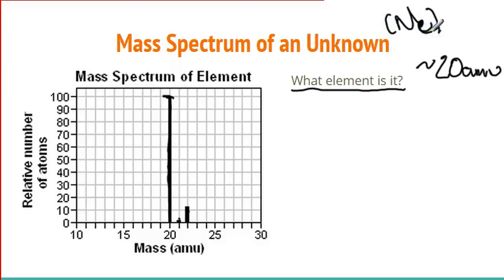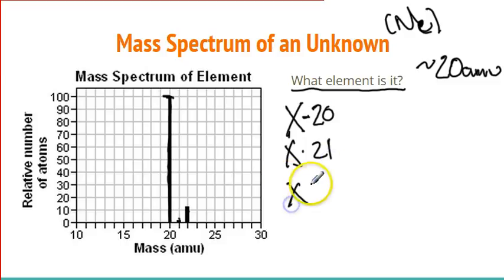But just like everything else, we need a little bit of support for that, so we're going to do some math. And if you want to try the math, feel free to pause the video. Okay, so we don't know what element it is, so we're going to call it X, and there's three isotopes, X20, X21, and X22.